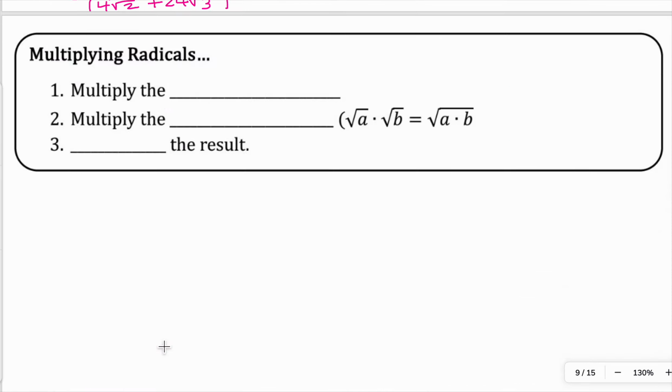Next up we have multiplying the radicals, so you kind of already saw that a little bit. We're going to multiply coefficients, and then we'll multiply the radicands, and then we will simplify the result.